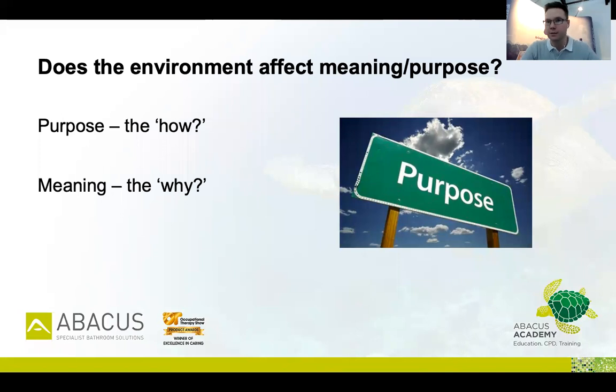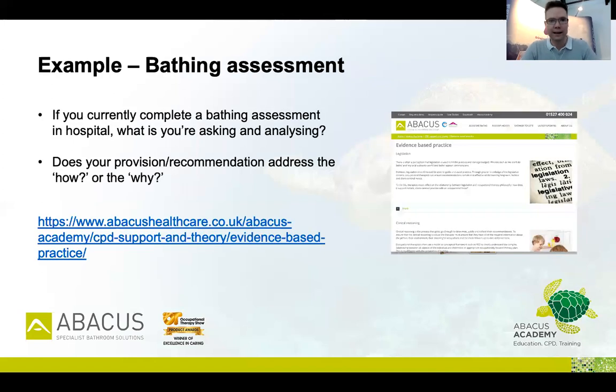And it's likely, based on my own reflections, again, it might not be yours, that a lot of the hospital assessments that I was involved with, when I look back, I was focusing on purpose and not meaning. And that's fine, because occupation, like I said, covers purpose and meaning. But I didn't want to fool myself that I was then helping that person engage in meaningful activity, because I probably wasn't asking the right questions. I was asking questions more about how do you do that, rather than why do you do it.